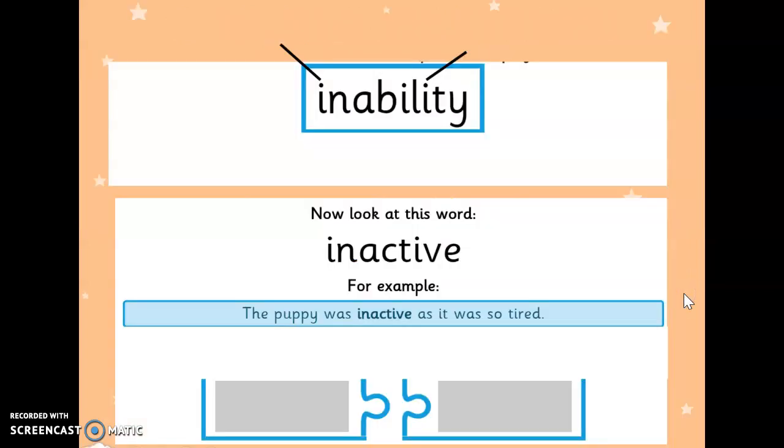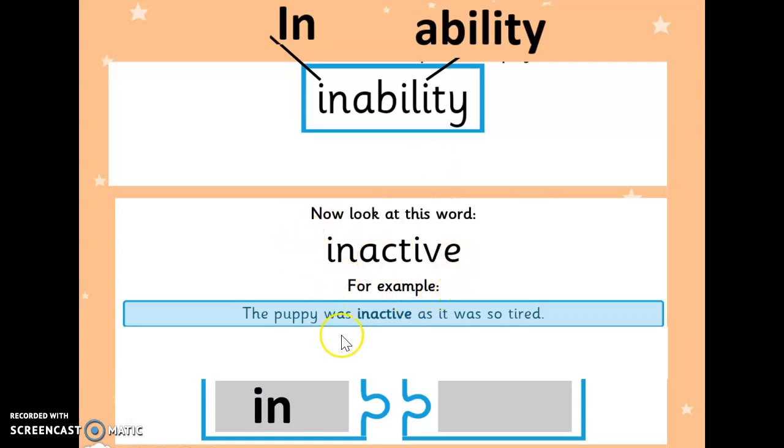Okay, let's look at some of the examples now. Here the word is inability. Which is the prefix here and which is the root word? You are right. In is a prefix and ability is a root word. How about this word, inactive? The sentence says the puppy was inactive as it was tired. What does inactive mean here? Yes, you are absolutely right. Not active. It means the opposite of. So here the prefix is in and the root word is active.